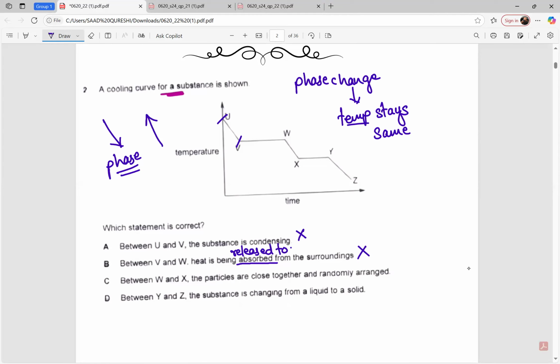Between W and X, the particles are close together and move, and they're randomly arranged. This one is correct because between W and X, the particle is at liquid stage because it has been condensed in V to W, and then in X and Y, it freezes. So between W and X, it is liquid, and the liquid particles are close together and randomly arranged. So C is correct.